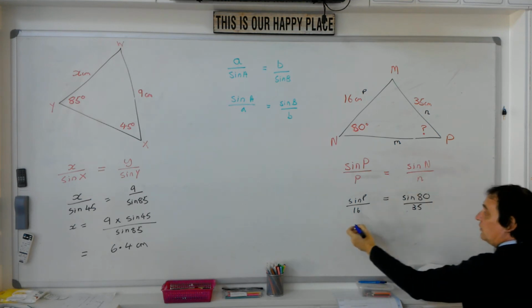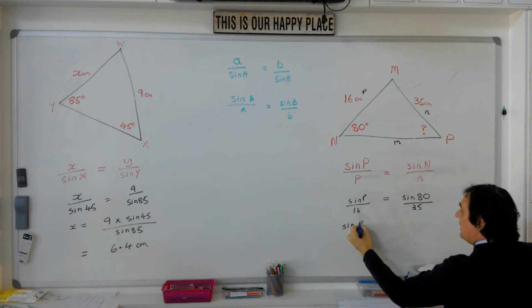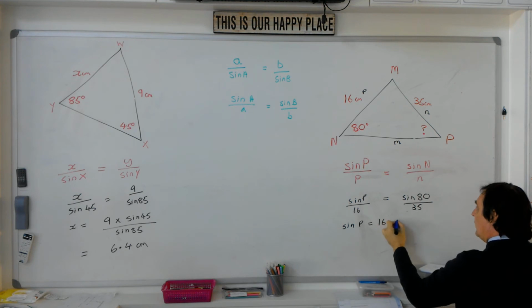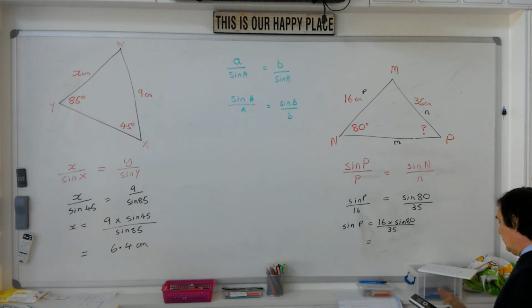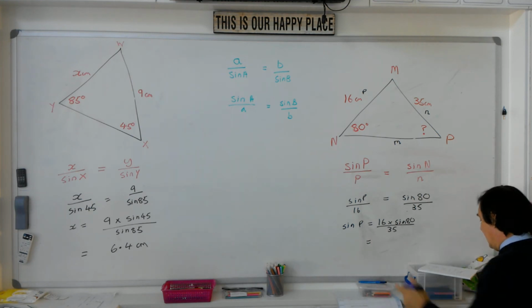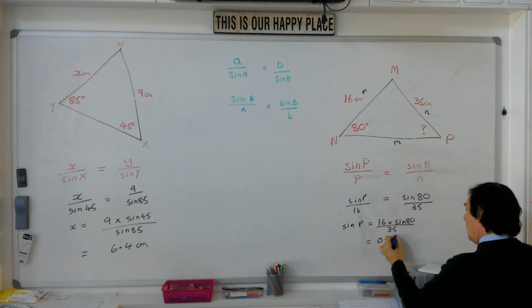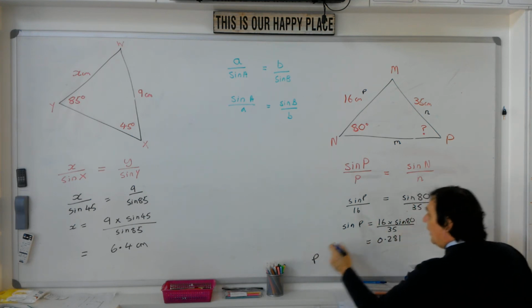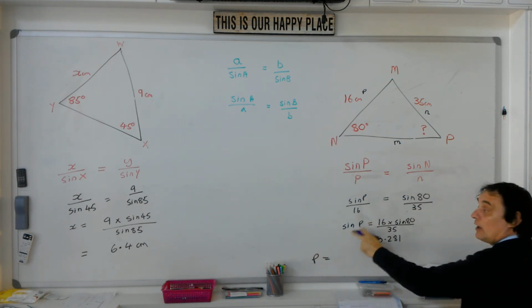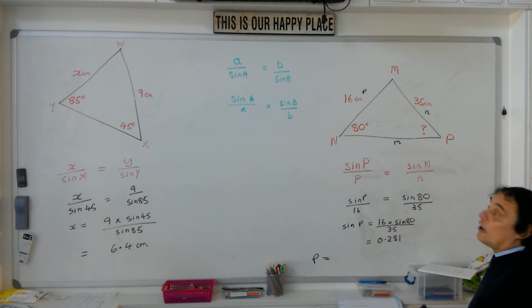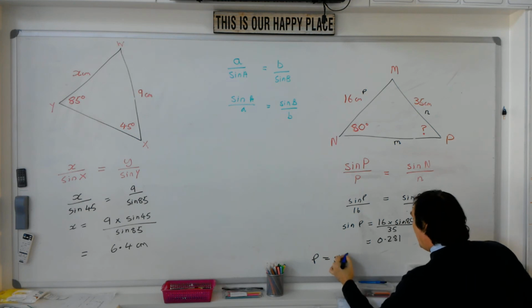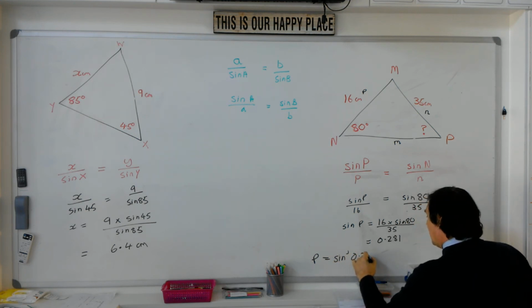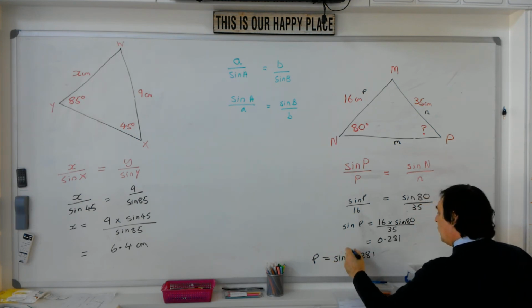We can rearrange it, so sine p is equal to 16 times sine 80 all over 35, and if I put that in the calculator, that gives us 0.281. So we want to find what p is. We've got sine of p there, so we need to do inverse sine, so it's going to be sine to the minus 1 of 0.281.